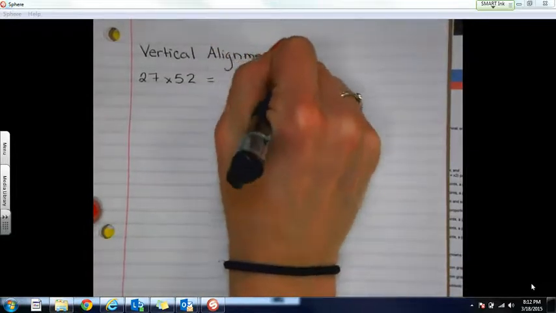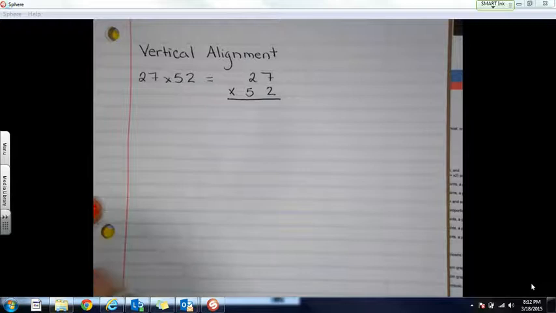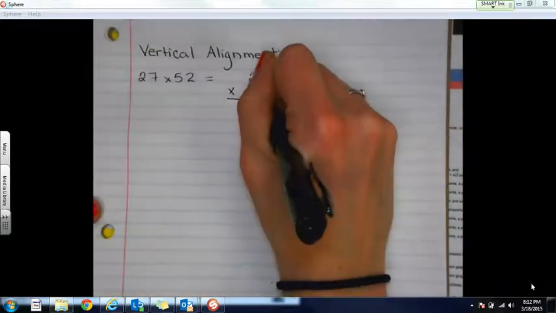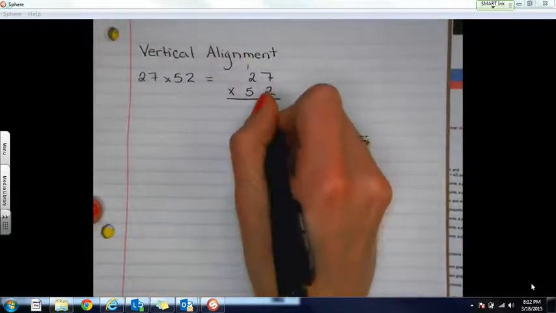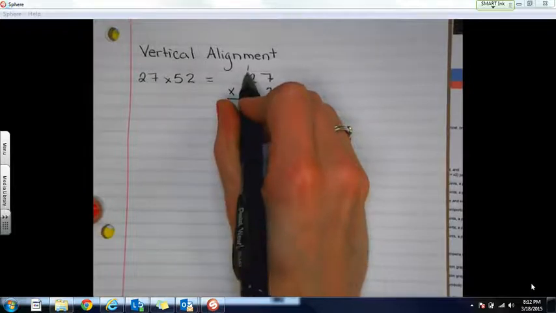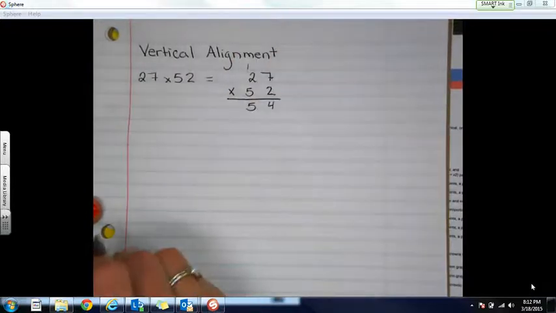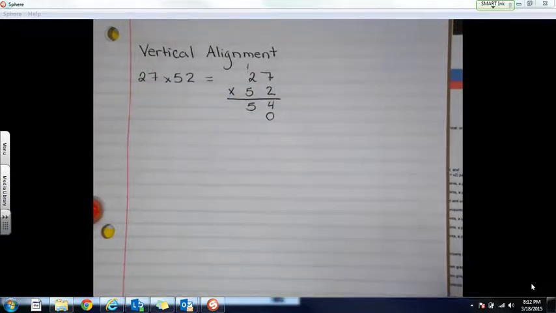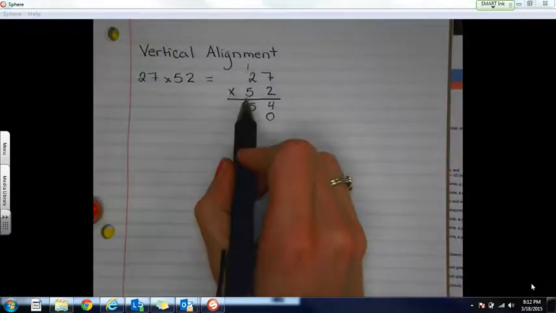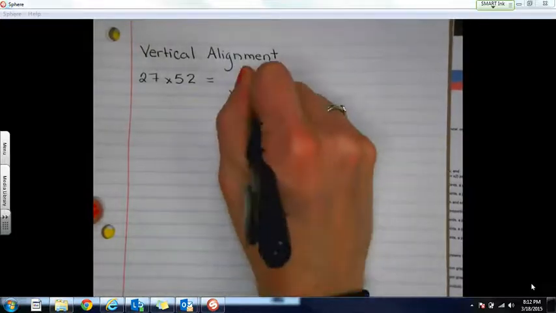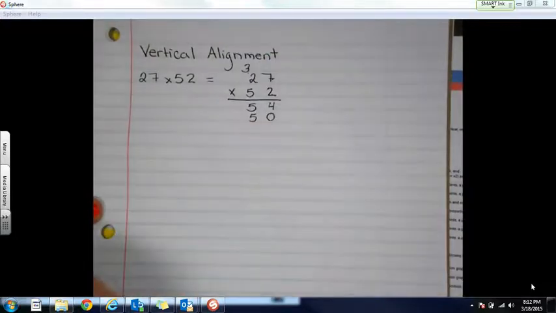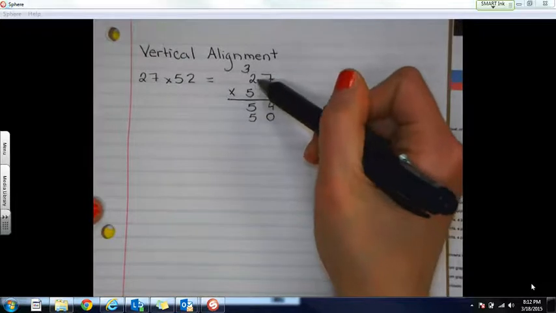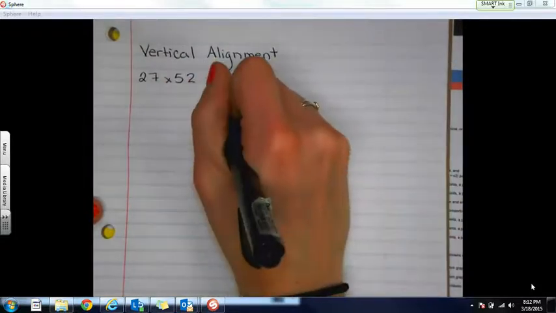times. We drew our little equal sign, and then we did 2 times 7 is 14. 2 times 2 is 4, plus 1 is 5. And then we went to the next row, we put a 0, which is our place value holder, because now we're multiplying 10 times 7 is 35. Put our 3 up top. 5 times 2 is 10, plus 3 is 13.